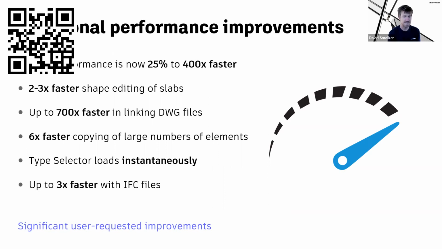3 times faster with IFC files. And now items load in the type selector instantaneously, excuse me. We're also seeing 40% faster for print, publish, and export functions. And the list goes on and on and on.